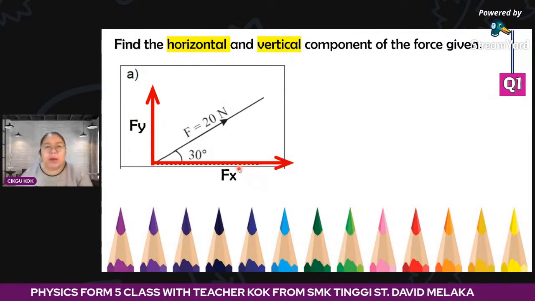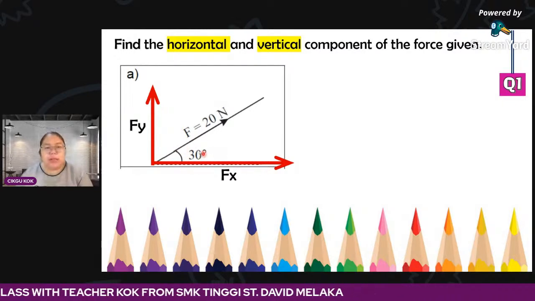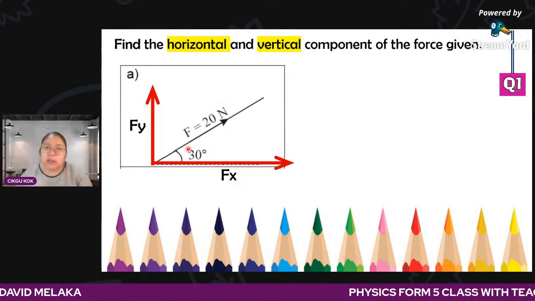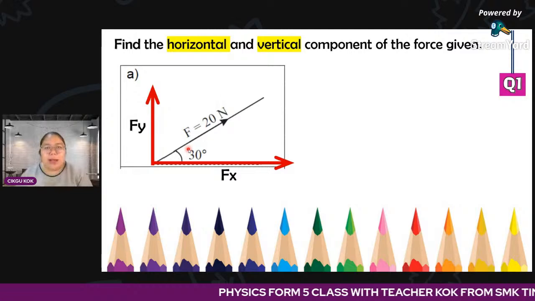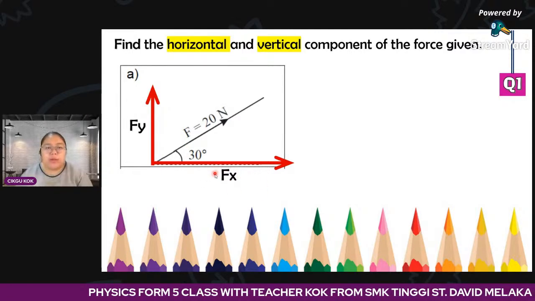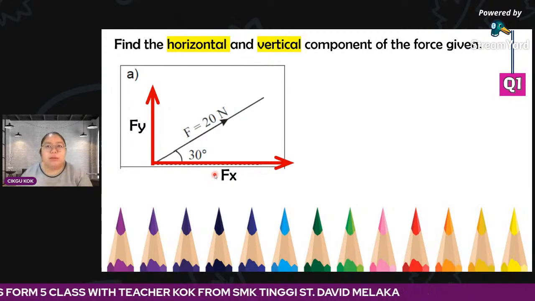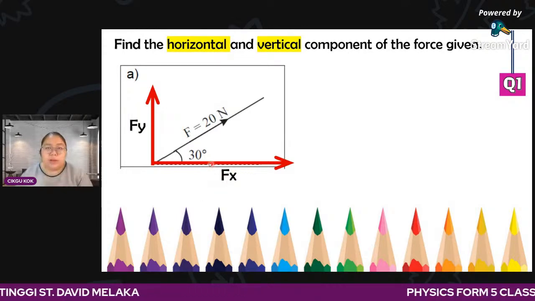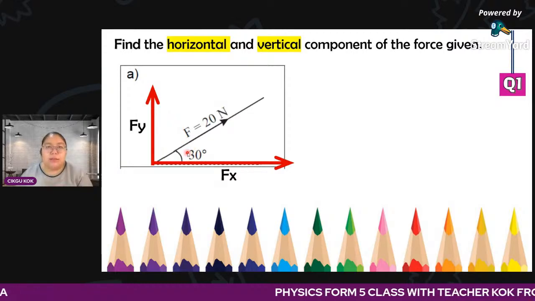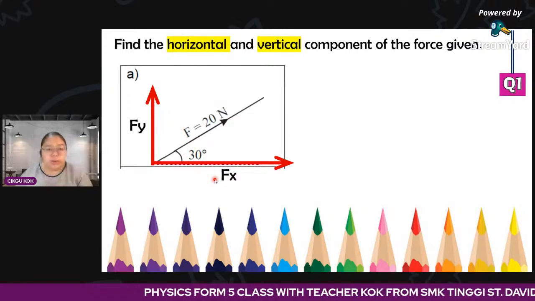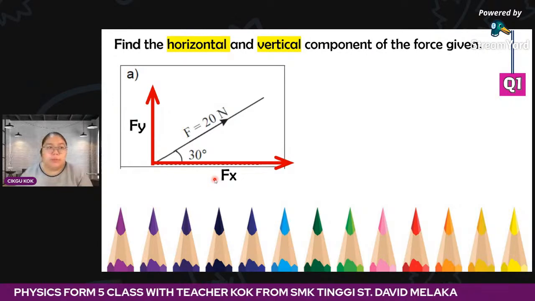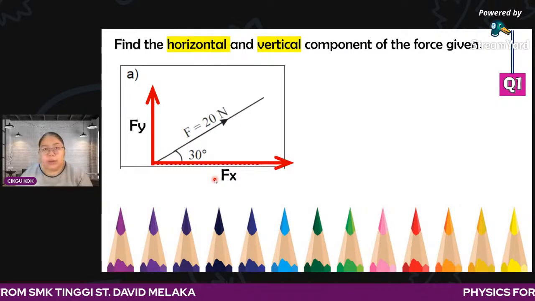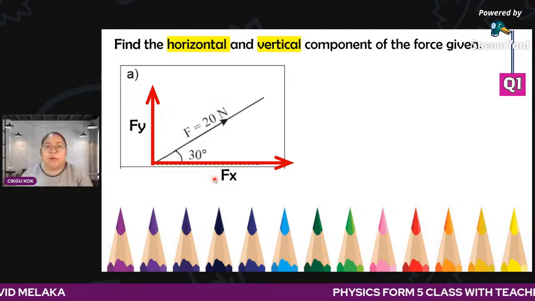Okay, so now we need to find out the answer. Now you're going to see the Fx. Fx is just beside the angle. So beside the angle, we need to use cos or sine. Please answer me. For the Fx, do we use cos or sine? Fx is a line beside the angle, so we check whether it is cos or sine. Okay, anybody? We just wait for the answer from the students.